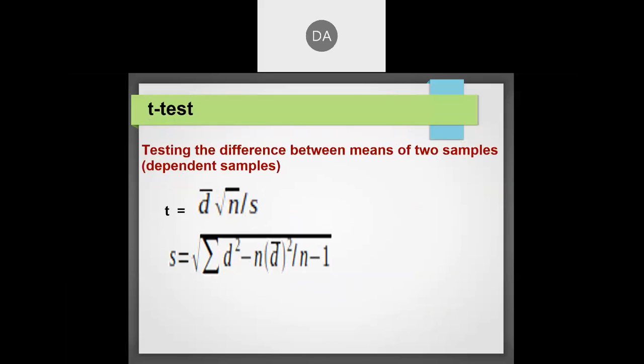The t-test can be applied for, how much time do I have? Okay. The t-test can be applied for two samples which are independent. Now we are talking about dependent samples. The formula is t equals d bar times square root of n upon s. S is the standard deviation, d bar is the mean of the differences of those two samples, and n is the number of samples. And how do you calculate s? S is the standard deviation calculated using this formula. So let us do it with an example.